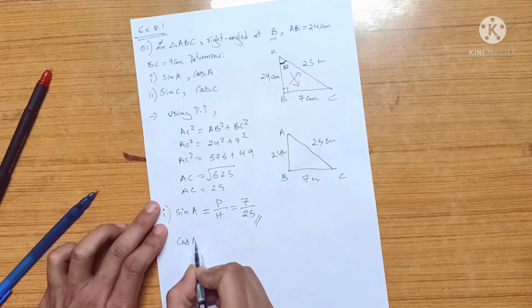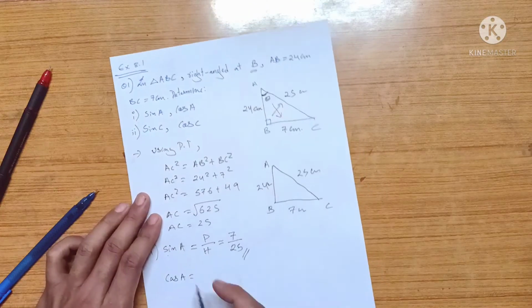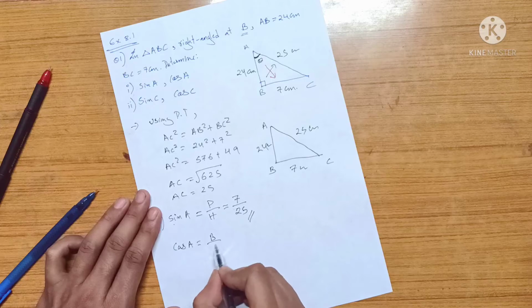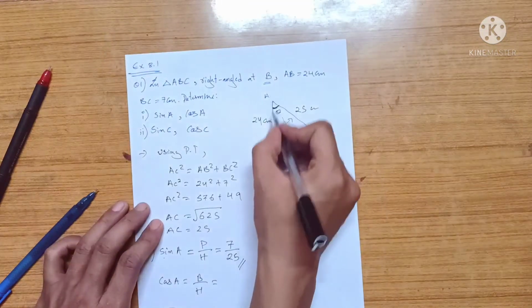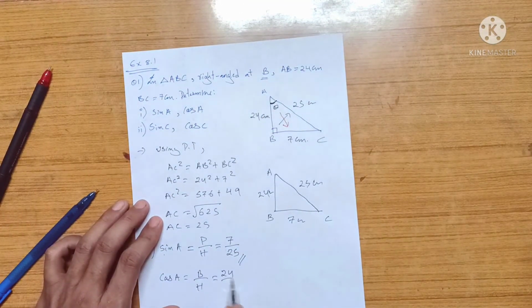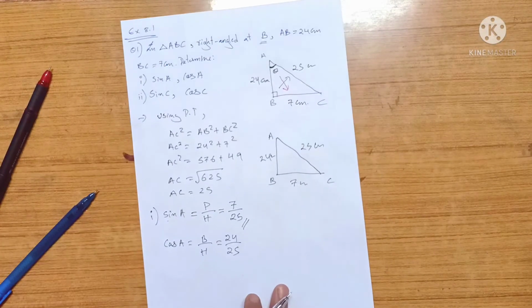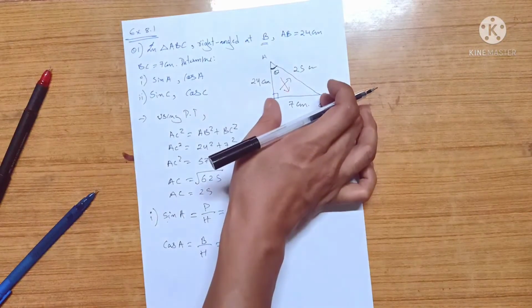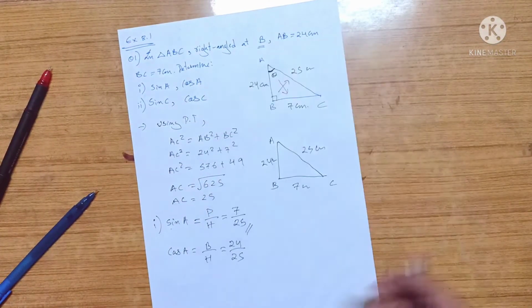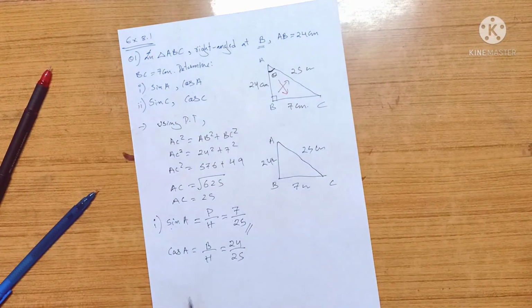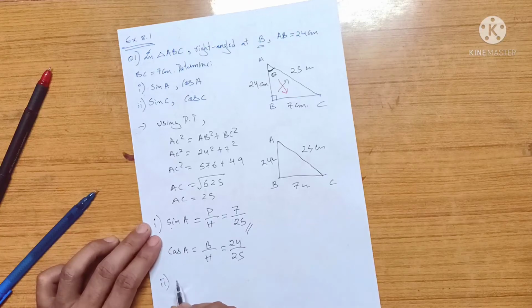Now they're asking us to find cos A as well. So cos A, "curly brown hair". Base in this case is this, and the hypotenuse is 25. So perpendicular is this, so base will be this because this is the hypotenuse. So base by hypotenuse, done. So let's do Roman number 2 also, sine C.